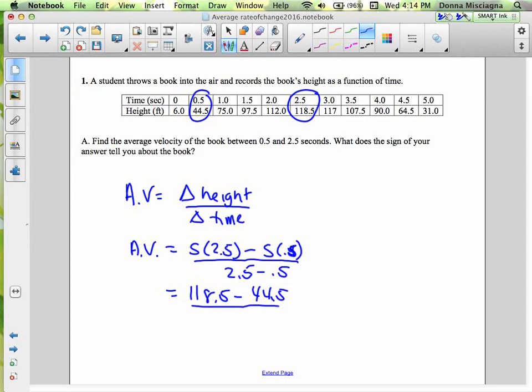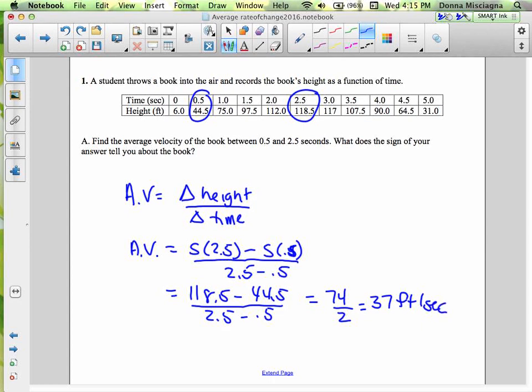Right, so notice that those y values or height values match the time values. So this is 2.5 minus 0.5. And then we just simplify. Right, so 118.5 minus 44.5 is going to be 74, right? Yes, I think so. And then 2.5 minus 0.5 is just going to be 2. So this is going to be 37, what's the units, feet per second.